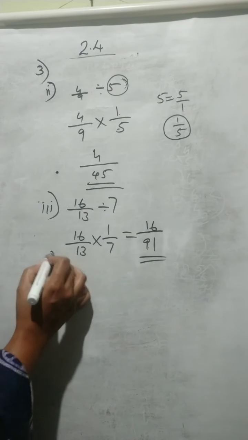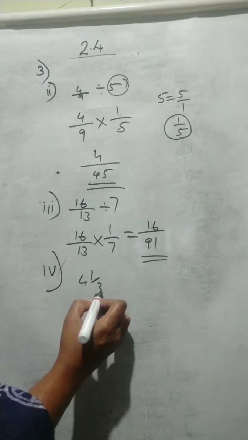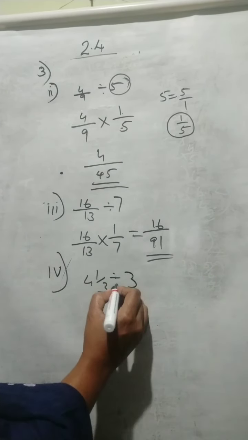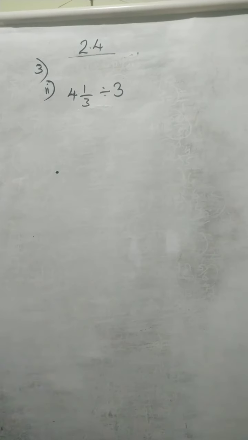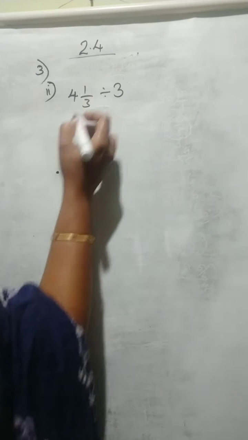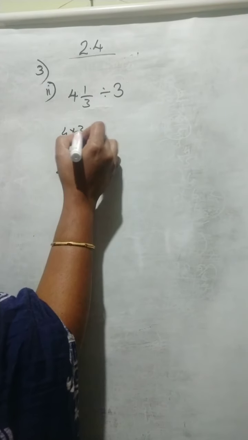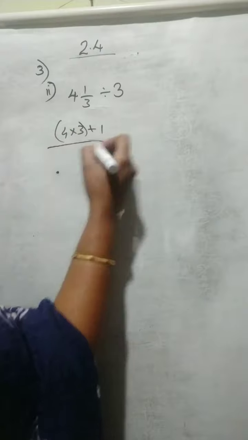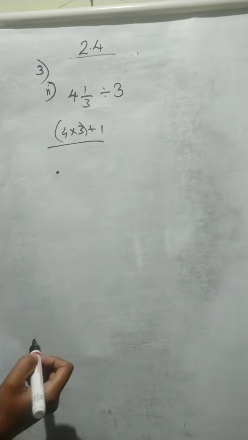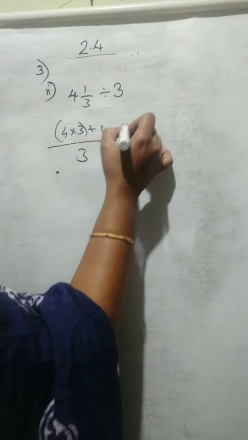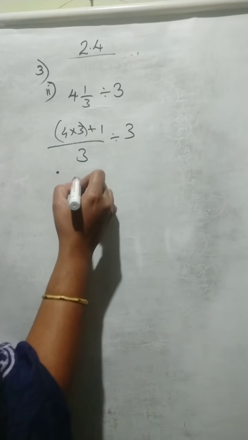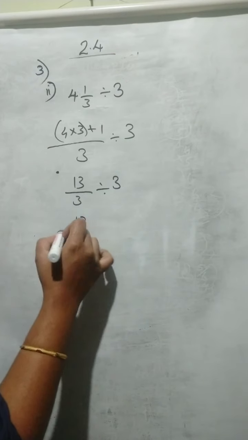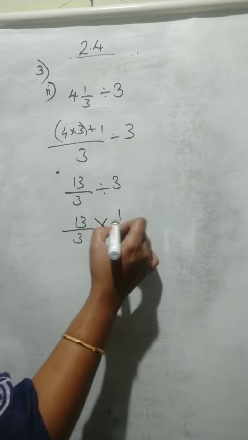So the fourth question is 4 1 on 3 divided by 3 itself. So first we have to convert this one, 4 times 3 plus 1, into an improper fraction, because this is a mixed number. Divided by 3. 4 3s are 12 plus 1, 13 on 3. Then divided by 3, a whole number. So 13 on 3 divided by 3 multiplied by 1 on 3.